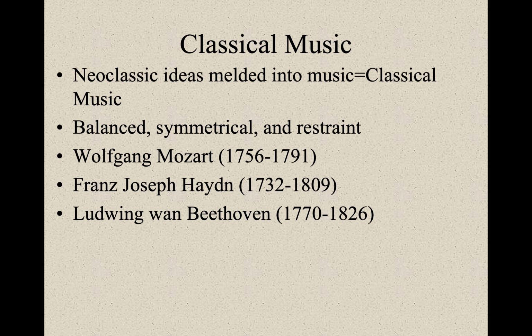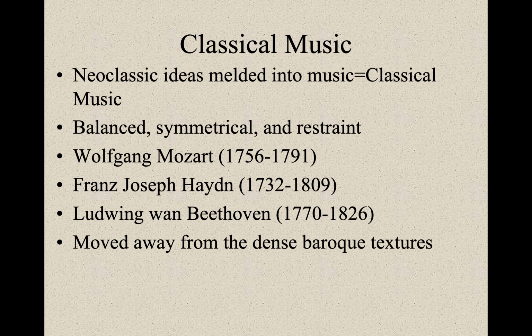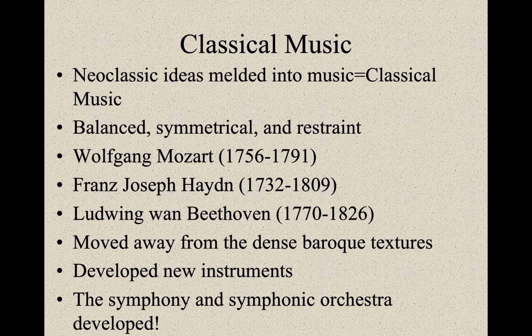And then we have Beethoven. Beethoven is a transitional figure. Beethoven is going to lead the transition to Romanticism, and we'll talk about Beethoven more with Romanticism. But we're seeing them move away from that complicated, really ornate Baroque type of music to something more simple. And we're also going to see new instruments. We're going to see the symphony, the symphonic orchestra, start to be developed during this time.